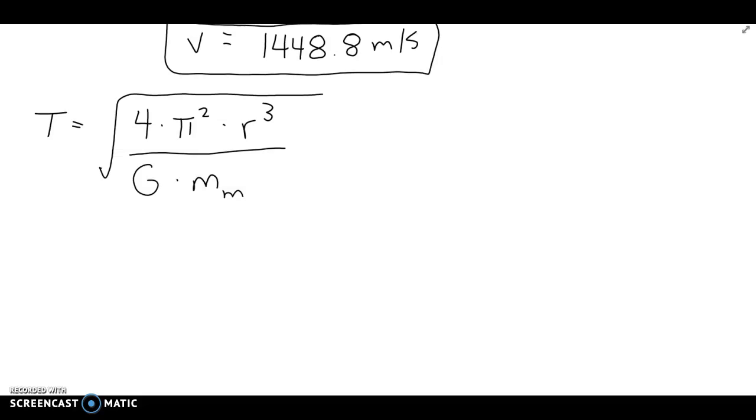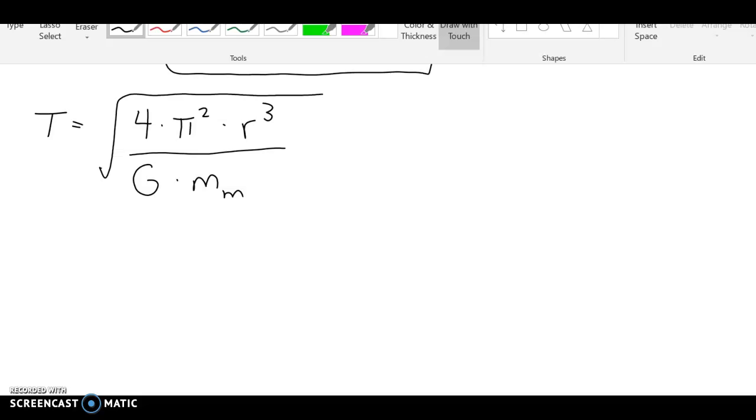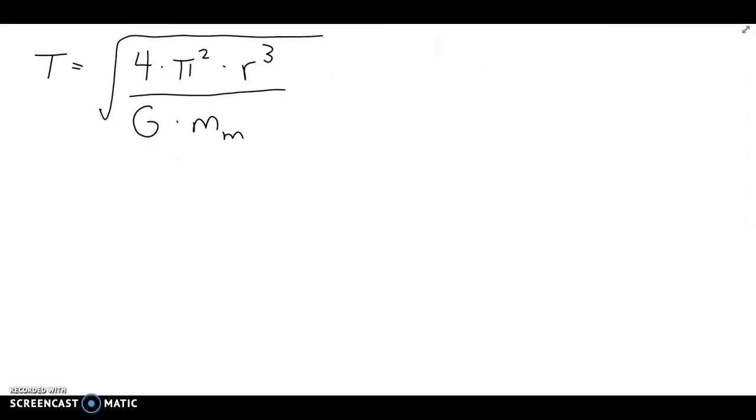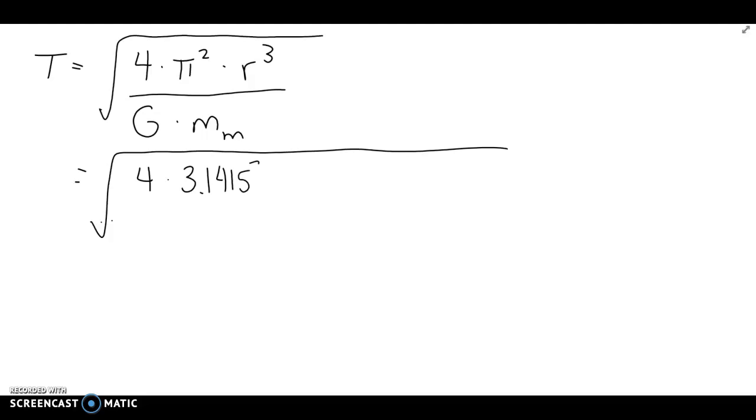Mass of Mercury, subscript, and this too I think had a lot of trouble with people entering this into their calculator correctly. Okay, so we've got lots of numbers here. So we're going to go with 4 times 3.1415 squared times, and I just put it in parentheses so I can keep track of it, and I know I'm entering it in my calculator correctly.